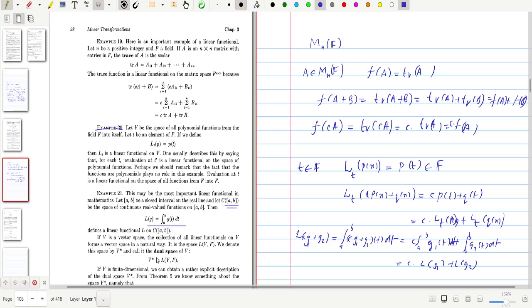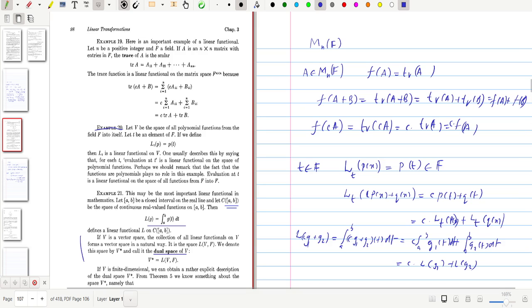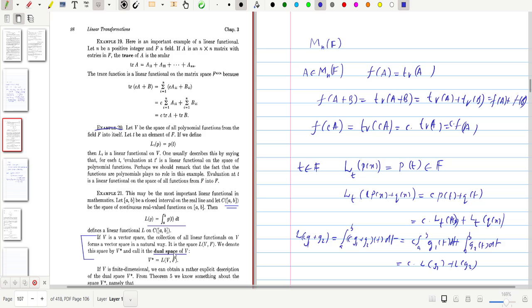Now this is the notation for the set of all linear functionals on V. It is denoted by V star, and it is called the dual space of V. Okay, so this is a remark. Please note this. If V is a vector space, then the set of linear functionals on V, that is the set of linear transformations from V to the corresponding field F, is normally denoted by L(V,F), and from now onwards we will denote that L(V,F) as V star. So that is called the dual space of V.